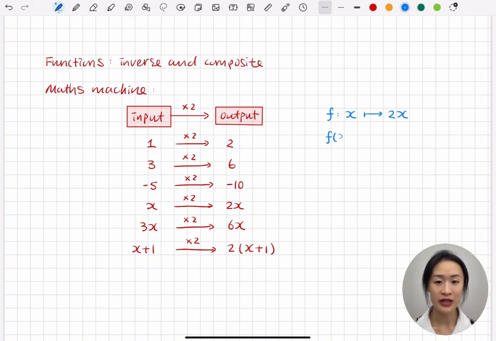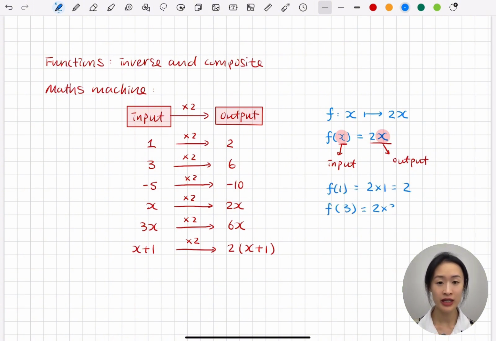Another way to write it would be f bracket x equals to 2x. Now my x is going to be my input and my 2x is going to be my output. So for example, if I have 1 as my input, f1 is going to be 2 times 1. And then f3 is going to be 2 times 3 equal to 6.